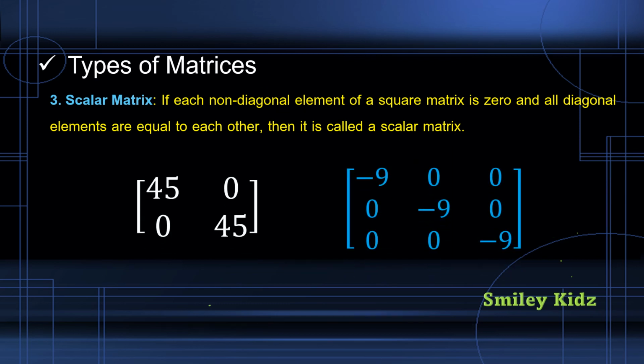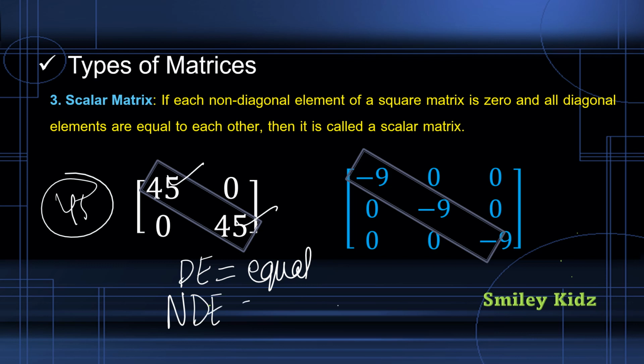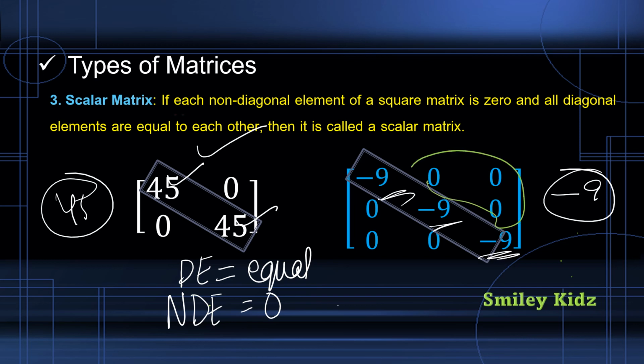Here we have a quick example. Here we have 45, which is common. That is 45 and 45, they are equal. The diagonal elements are equal and the non-diagonal elements are equal to 0. So this is a scalar matrix. On the other hand, we have minus 9, which is the diagonal element which is equal in all the cases, and the non-diagonal elements are equal to 0. So these two are examples of scalar matrix.